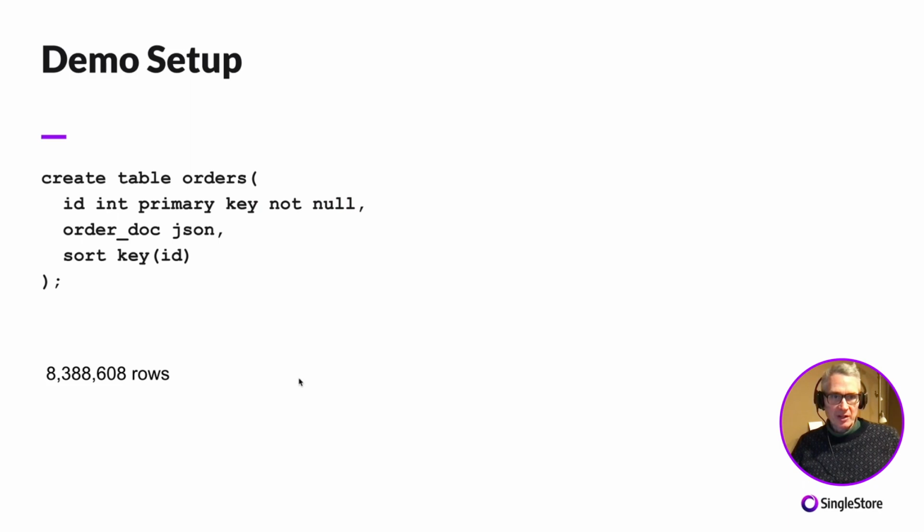The demo is set up in the following way. So I have a table called orders. It's got two columns, an ID number and an order document, which is of type JSON. And there's a little over 8 million rows in this table. I'm running it on an 8-core laptop.